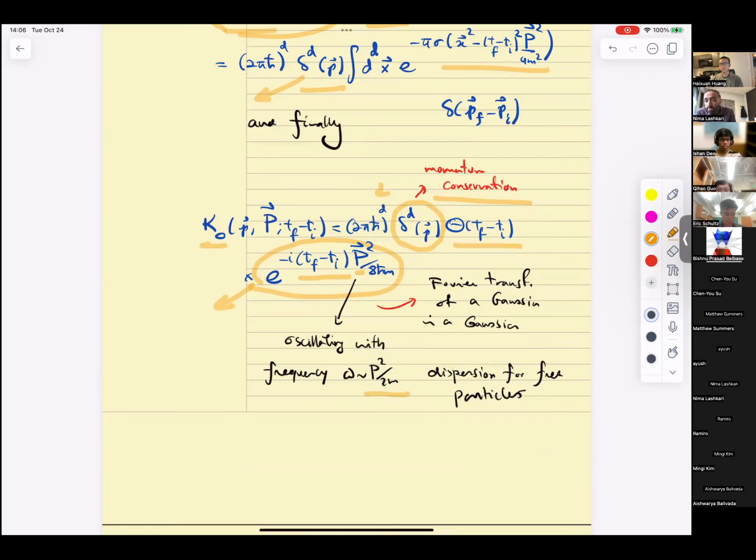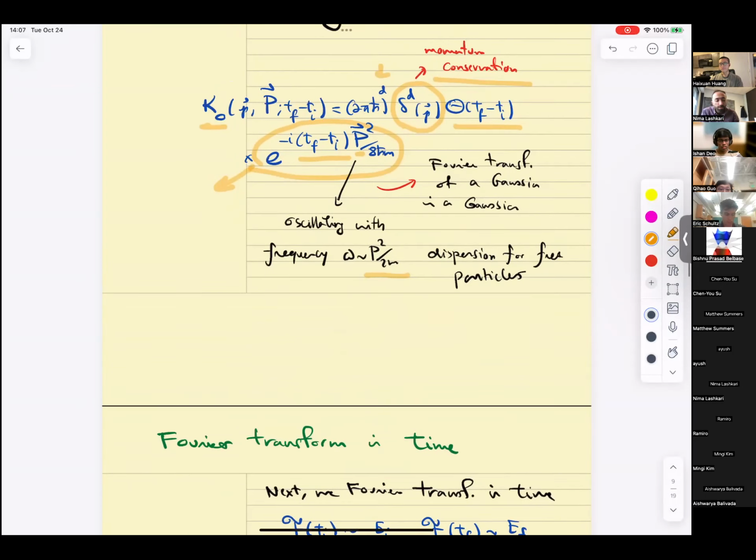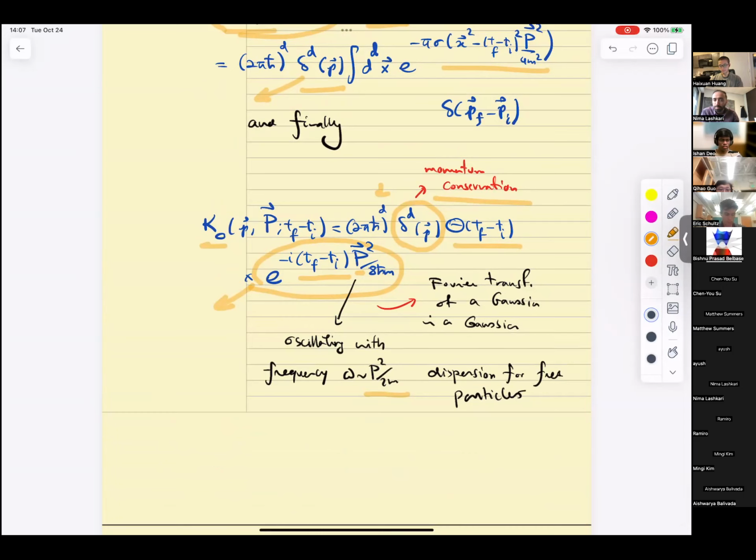Because the theory is non-relativistic, that is the dispersion that is imposed on us by the assumptions of the theory, right? So the propagator is going to be an oscillation with frequency set by p squared over 2m energy. Good? Is this clear?